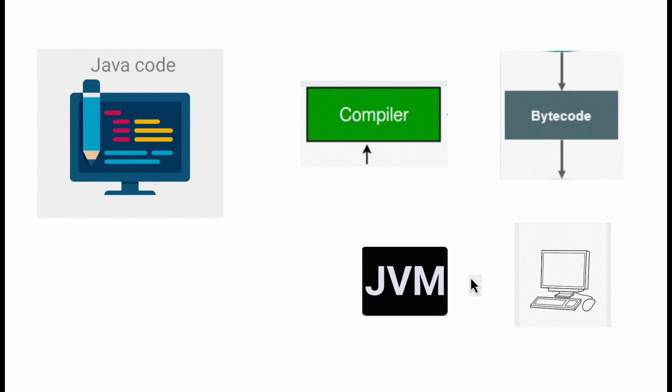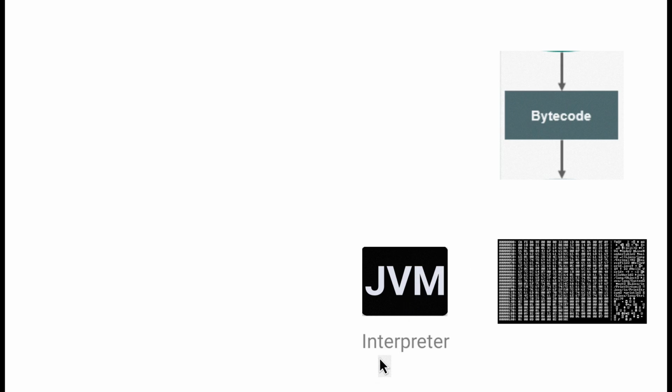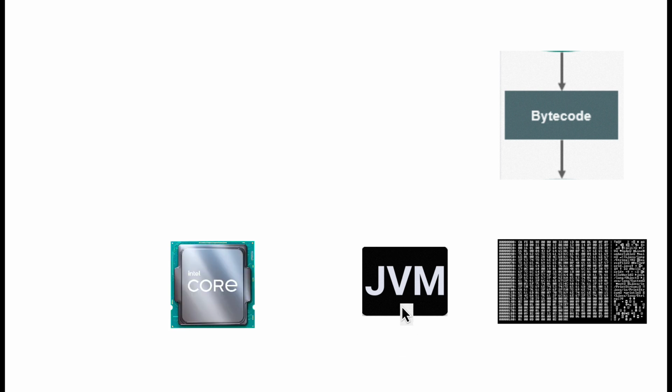This is why Java is highly portable, and we call the JVM an interpreter. An interpreter works differently from a typical compiler. This bytecode does not get fully converted to machine code at once. Instead, the interpreter reads each line of bytecode and executes it line by line.